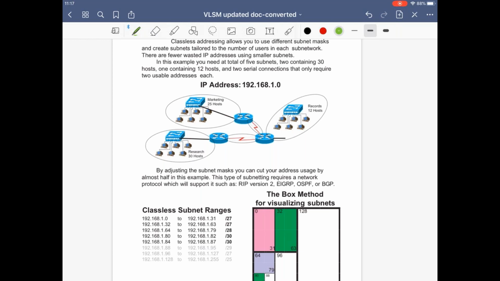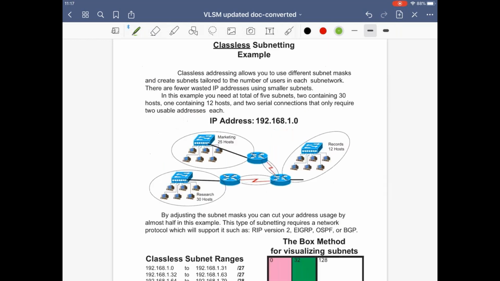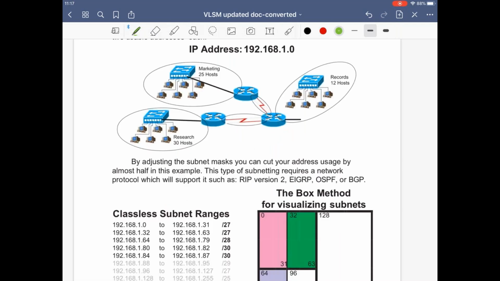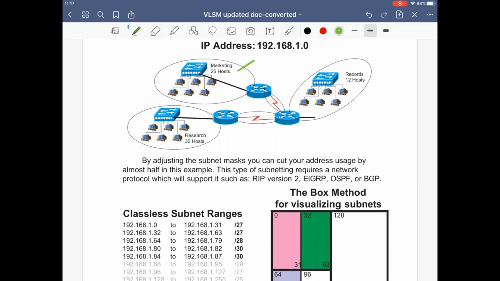So here the question is, we have to find out the same thing: 25 hosts for the marketing department, 30 for the research department, and for the records department we need to find 12 hosts. 12 hosts means 12 PCs, or any networking device that a user or machine will use.